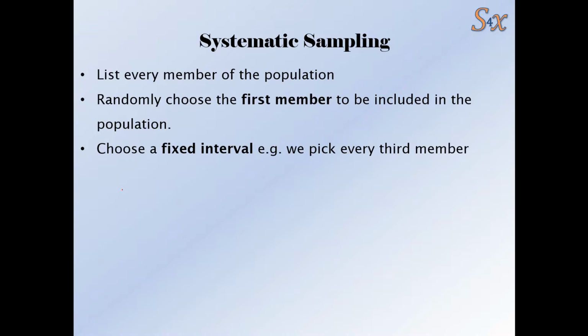So we could, if we imagine this is our population listed out. Obviously I'm not going to go all the way up to 100, but you can see where I'm going with this. It's going to carry on. And then we could say we're going to pick out the fifth member, and then every third member after that. So you can see we're just going to pick out every third member.